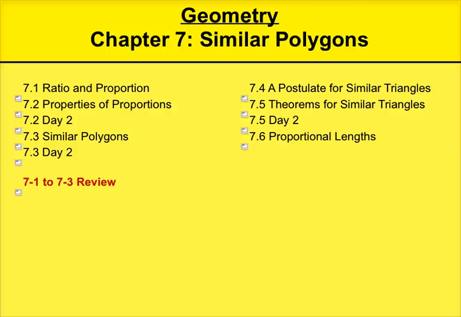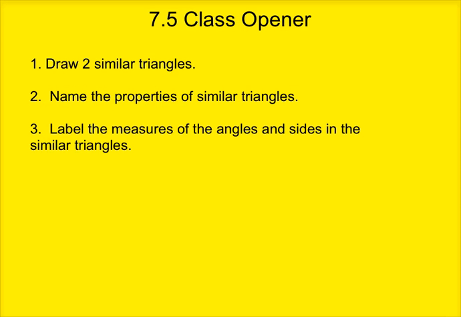Chapter 7, Similar Polygons. Today we're going to cover Section 7.5, Theorems for Similar Triangles. Your class opener: 1, draw two similar triangles; 2, name the properties of similar triangles; and 3, label the measures of the angles and the sides in the similar triangles.